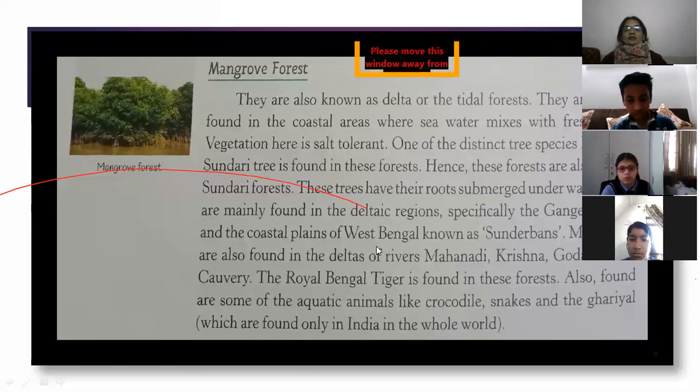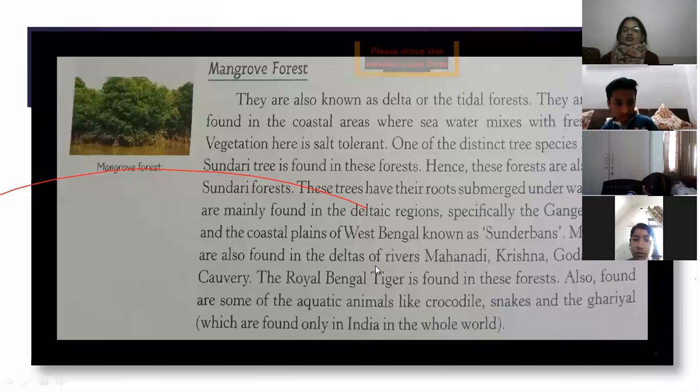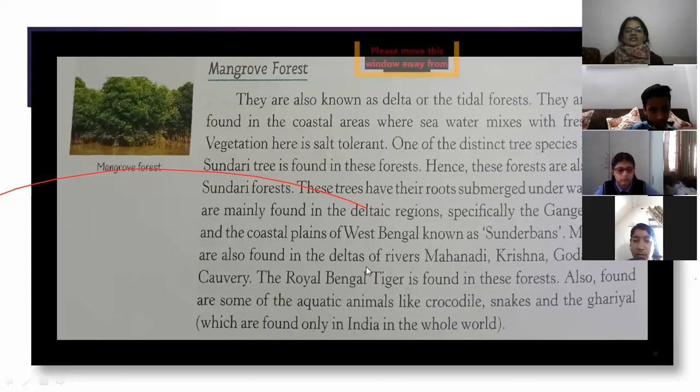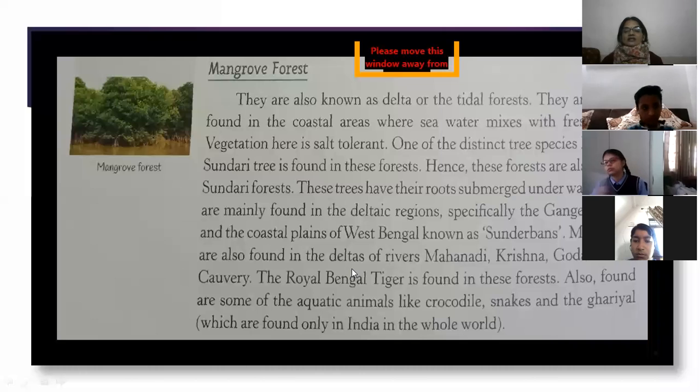Now, the animals are also found in the delta. Mangrove trees are also found in the deltas of rivers Mahanadi, Krishna, Godavari and Kaveri, because mangrove forests are found at the delta region. So the Gangetic delta is also there, and there are deltas at rivers like Mahanadi, Krishna, Godavari and Kaveri. These are all southern rivers. These rivers flow in the southern part of India. Clear, students? You are all aware of the rivers of the northern part. Now Mahanadi, Krishna, Godavari, Kaveri are the southern rivers.